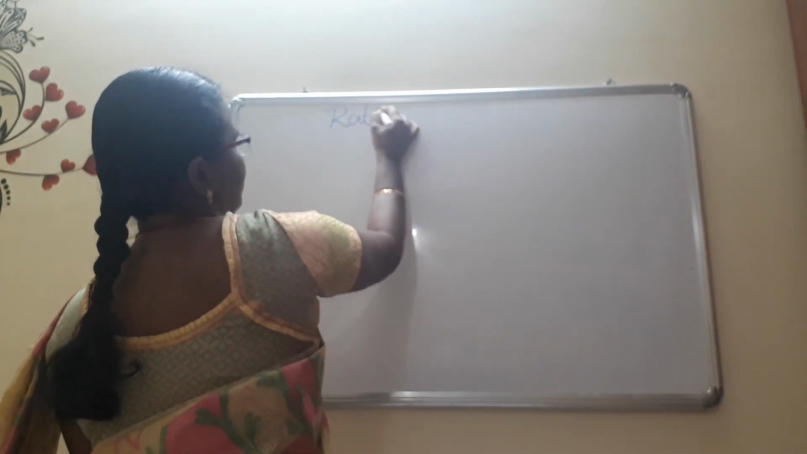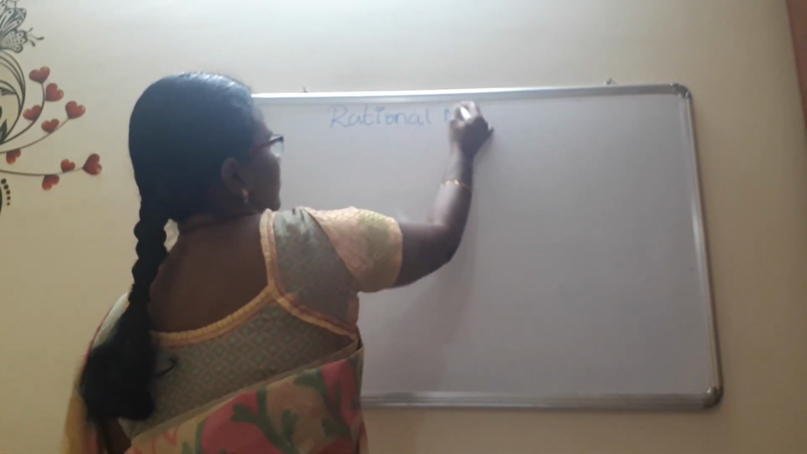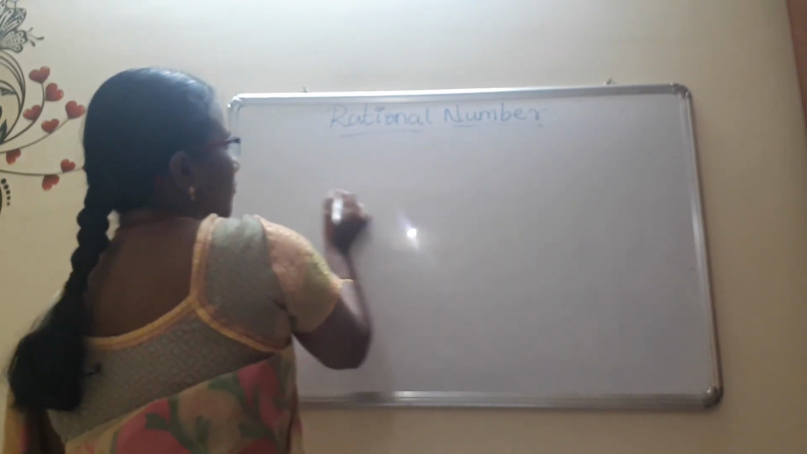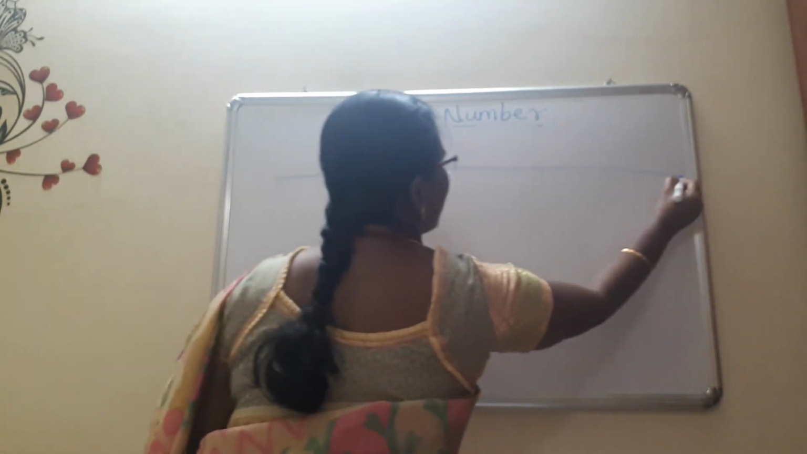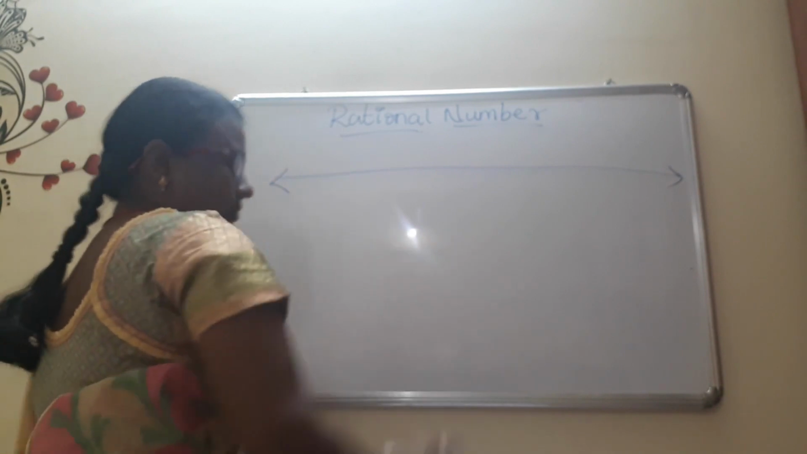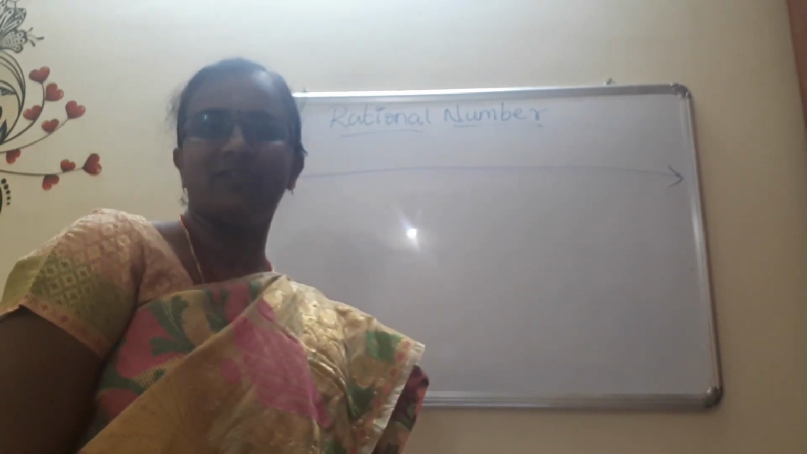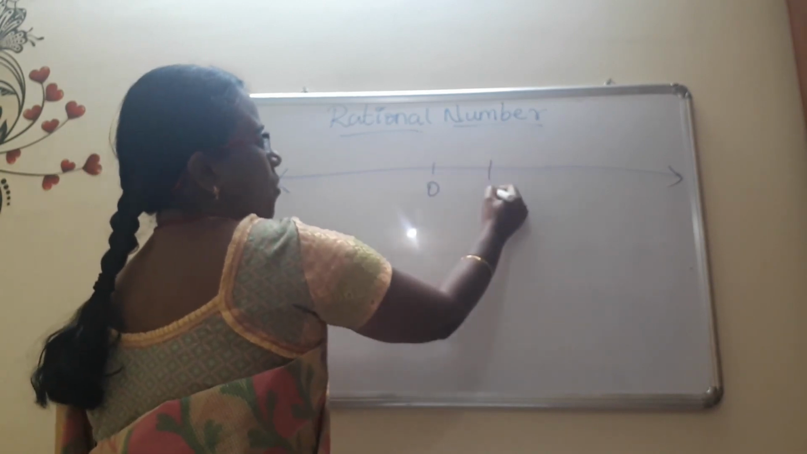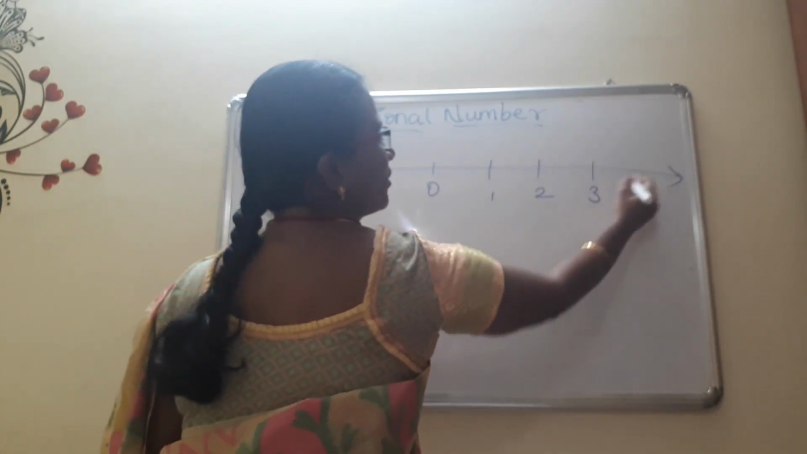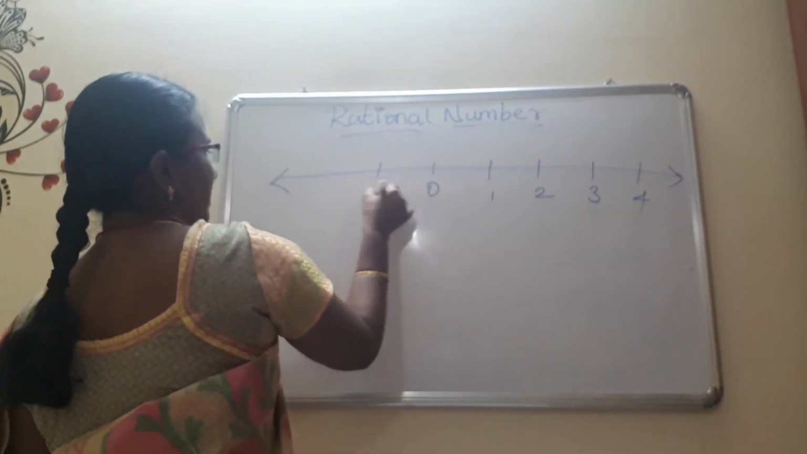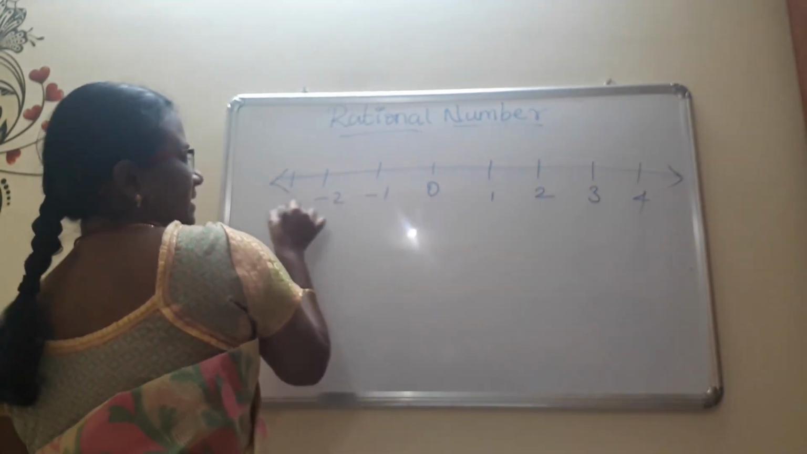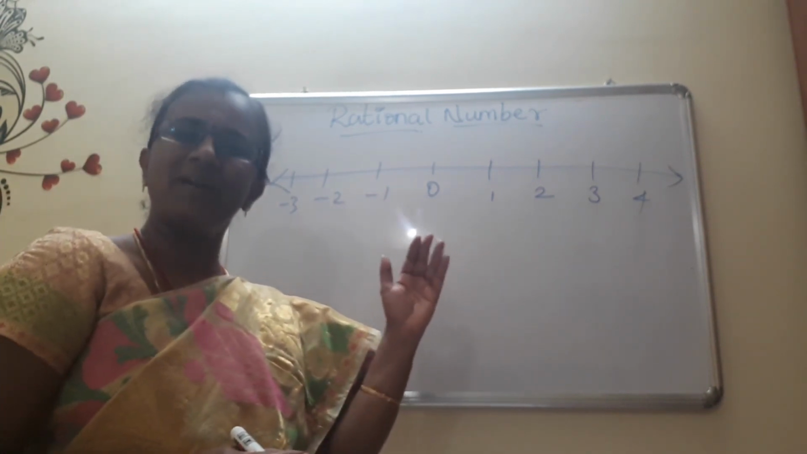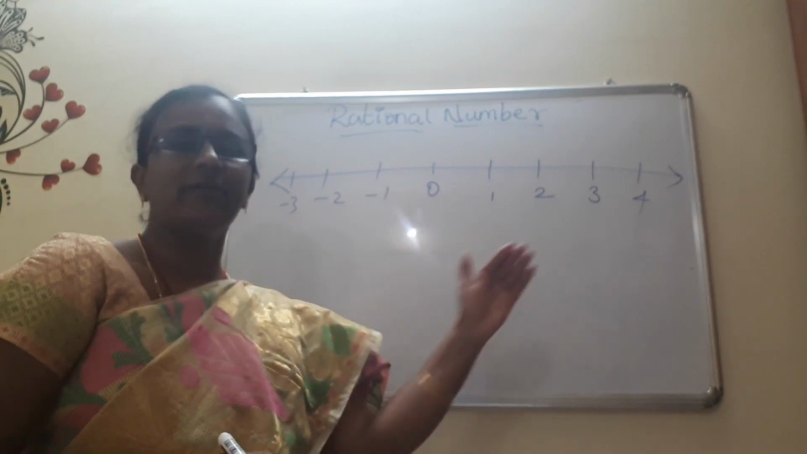Rational. So, first I draw one line. This is a number line, we know. 0, 1, 2, 3, 4. Here, minus 1, minus 2, minus 3. It is a number line. Can anyone tell me what numbers lie in between 0 and 1?